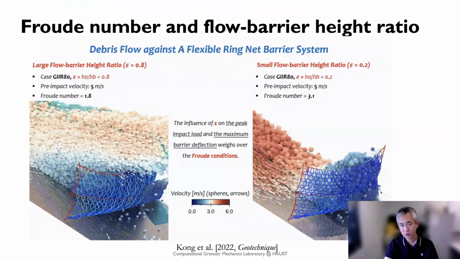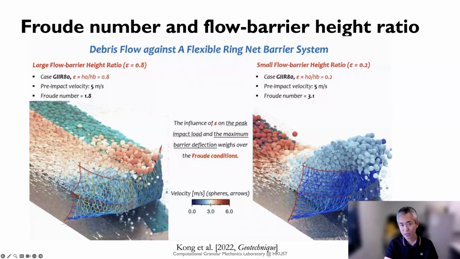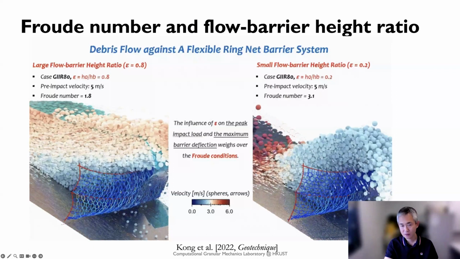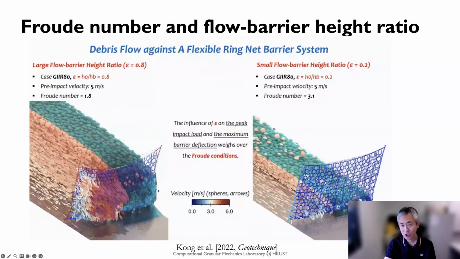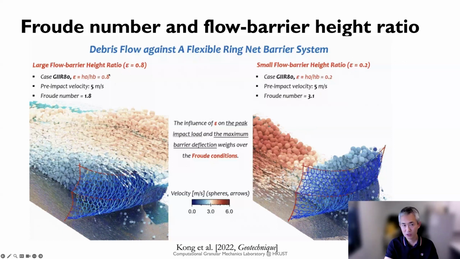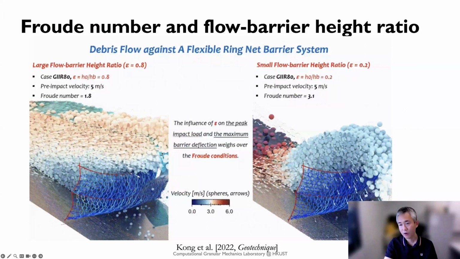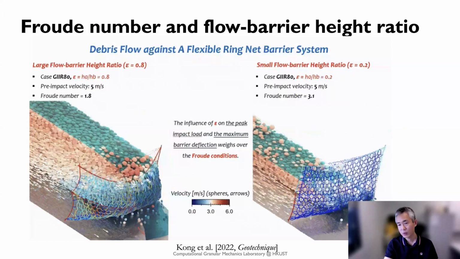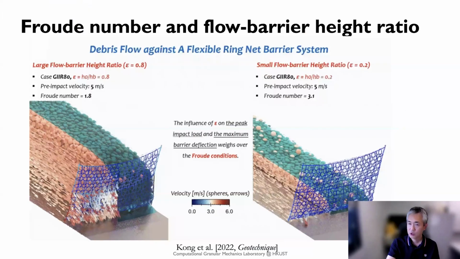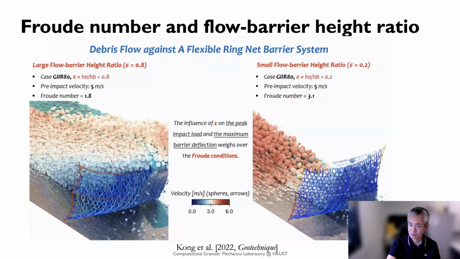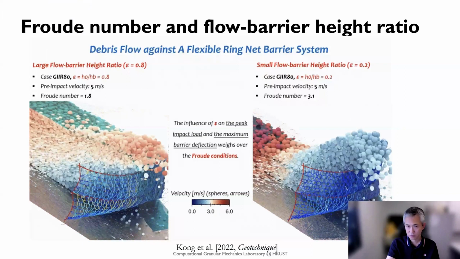Of course, it also depends on other things, like the incoming flow Froude number, the pre-impact velocity, and the barrier properties as well. Okay, and then we change these different ratios and use that to develop a quantitative relationship. By far in civil engineering, they don't have a design tool to evaluate the impact of debris flow over a flexible barrier, and this will serve as one of the first for that purpose.